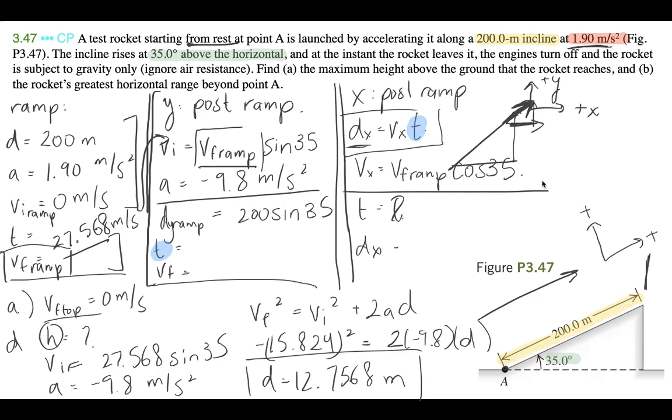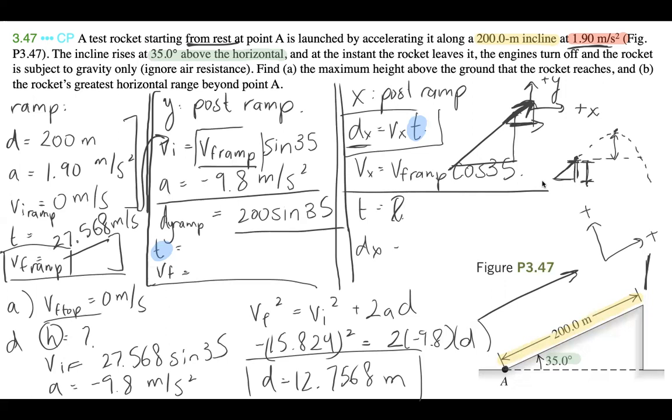Okay, so let's take a look at the question again. The maximum height above the ground that the rocket reaches. So remember that right now we just solved for this height. So we did starting from here all the way down till here. So this is sort of like the building problems. So we're ignoring this and we're saying that this is the height above the ground that we just solved for. That's 12.7568. But this ramp also, how do we find this height, the height of the ramp? And we should have that right over here, like we said. It's going to be 200 sine 35.